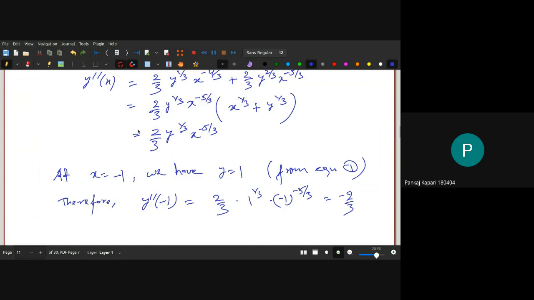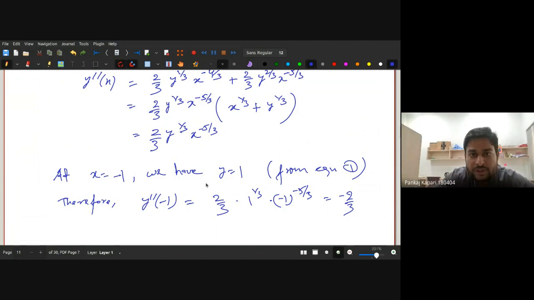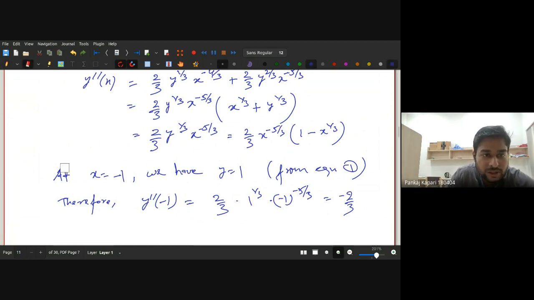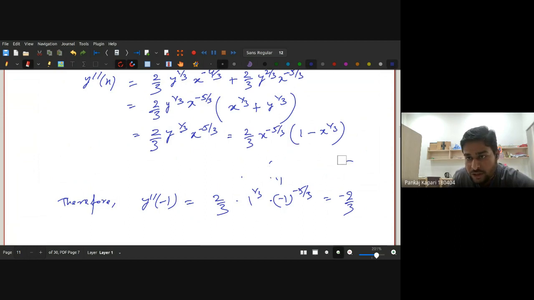Okay, so instead of finding the value of y at x equal to 1, from the third equation, if you just write it as x to the power 5/3, in the bracket it is just 1 minus x to the power 1/3, right? Now if you put x equal to minus 1, then what do you have? So I think this was not required. There was a mistake, I think, in this statement.